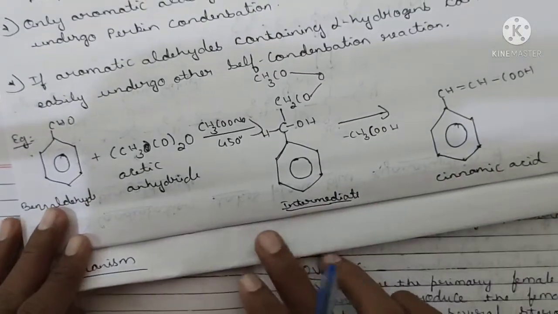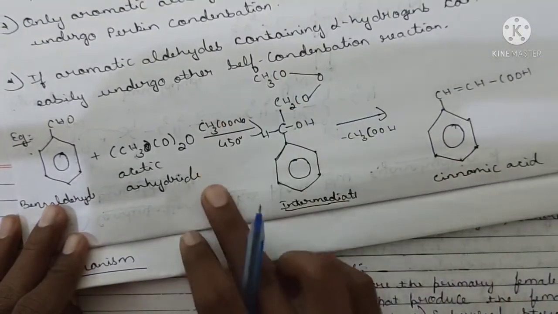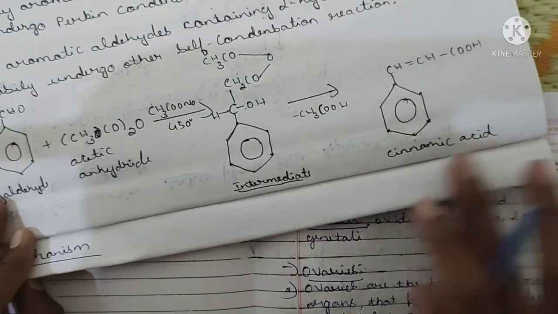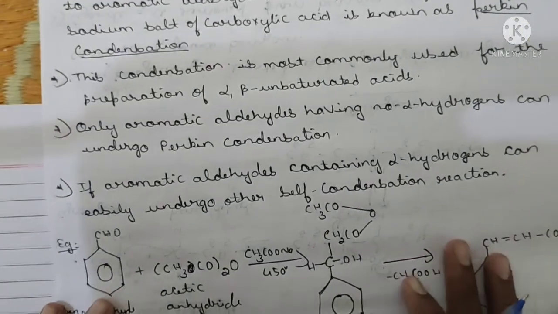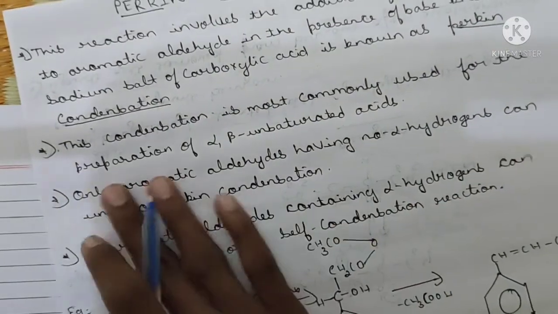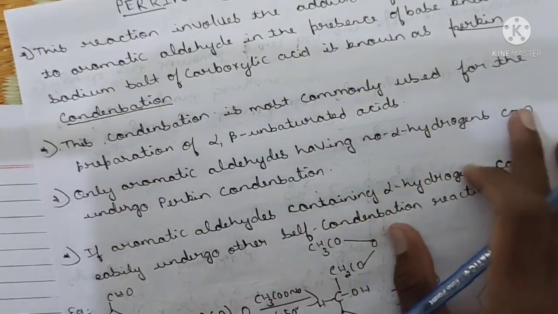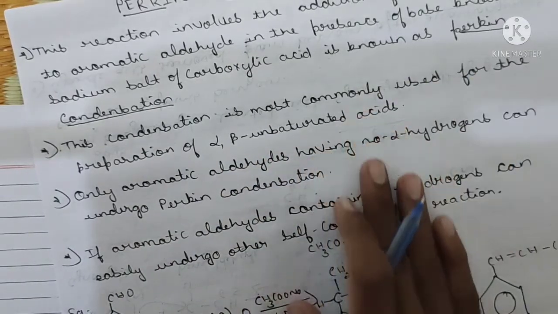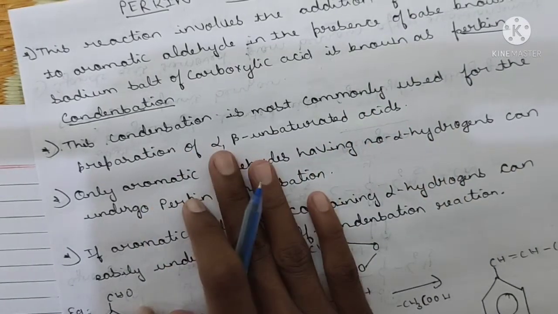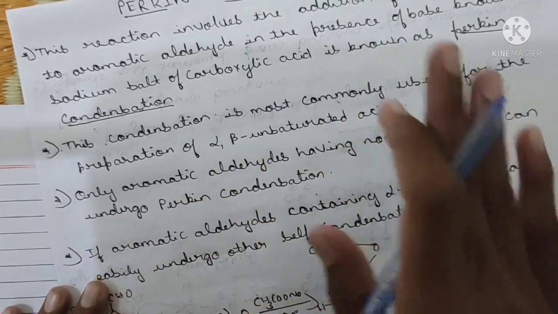Initially there will be formation of an intermediate. After that there will be formation of cinnamic acid, a condensed structure. This condensation is most commonly used for the preparation of alpha beta unsaturated acids. Most probably it is used in the preparation of alpha beta unsaturated acids.